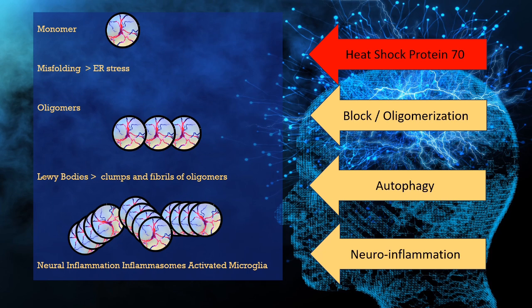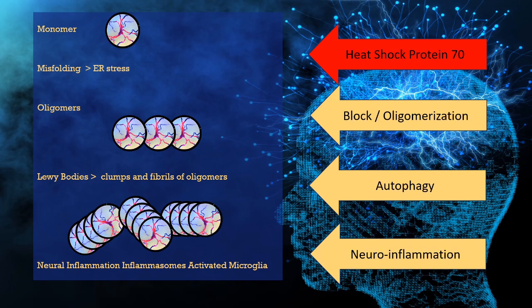Here, you can see an example of 3 monomers binding to form an alpha-synuclein oligomer, which is where the development of pathology begins. The pathological inclusion body associated with Parkinson's and similar diseases is known as a Lewy body, which consists of fibrillated and clumped oligomeric forms of alpha-synuclein. This, in turn, leads to neural inflammation, the activation of inflammasomes and microglia.